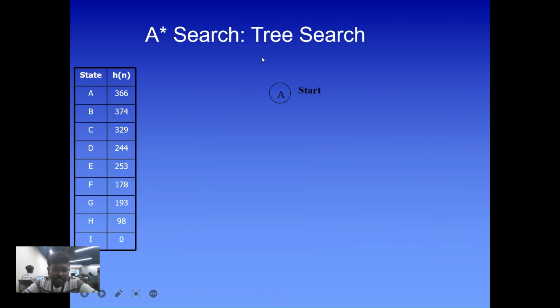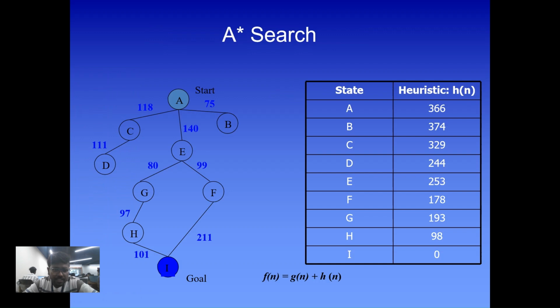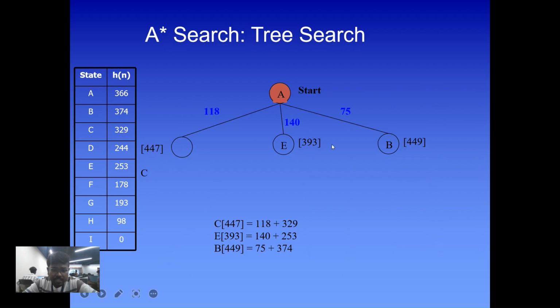First, we'll start from the starting node. Then we'll be calculating for the next set of nodes. We have previously seen here A has edges to C, E, and B. So we'll be having C, E, B. We'll apply the formula, which is f of n equal to g of n plus h of n, and we'll get the values 118 plus 329, which gives the value for C as 447.